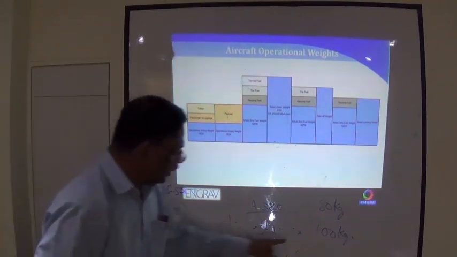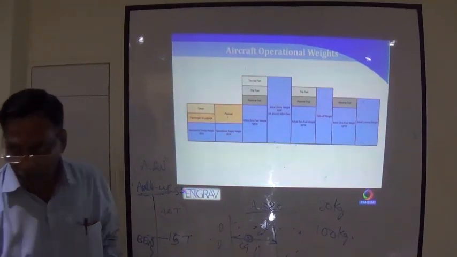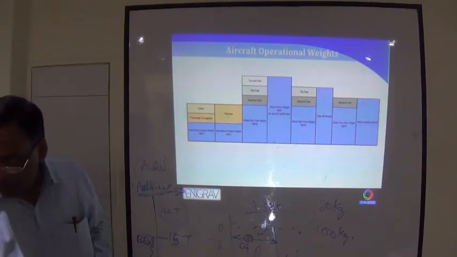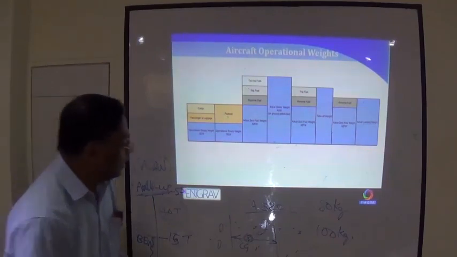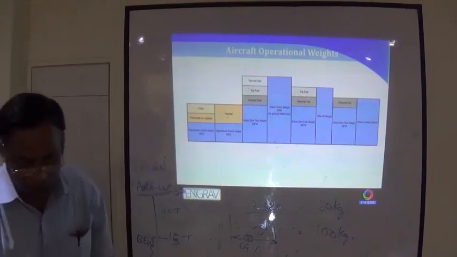If the CG goes beyond forward limit or aft limit, the aircraft will become unstable and it could be a crash. So that's the reason this load and trim is calculated. In such cases, these weights are important. That's all.